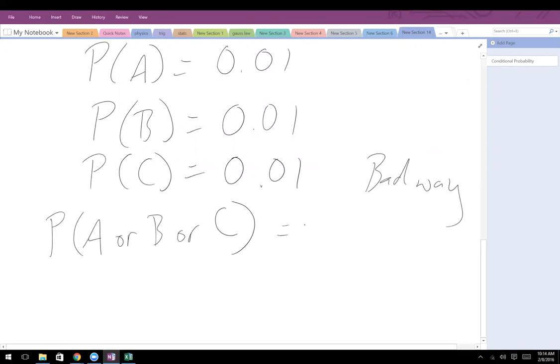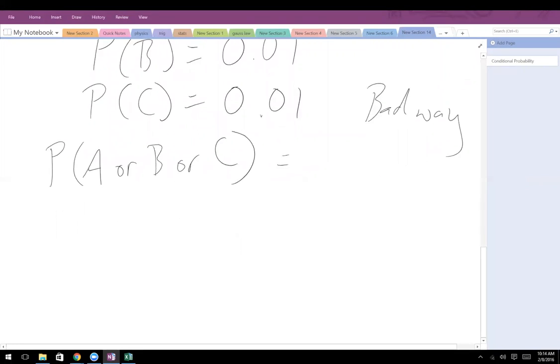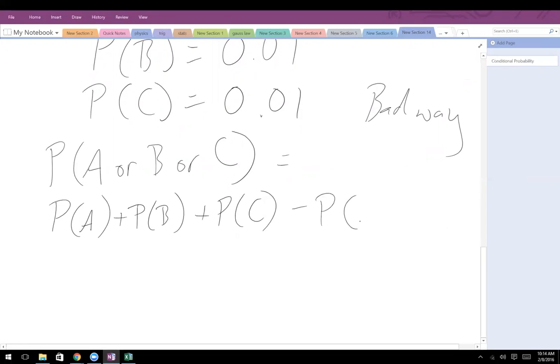But the bad way to go about this would be to say, okay, if I want A or B or C, I could have A, I could have B, or I could have C, right? But I just double counted if I have both A and B, right? I also double counted if I have both B and C.